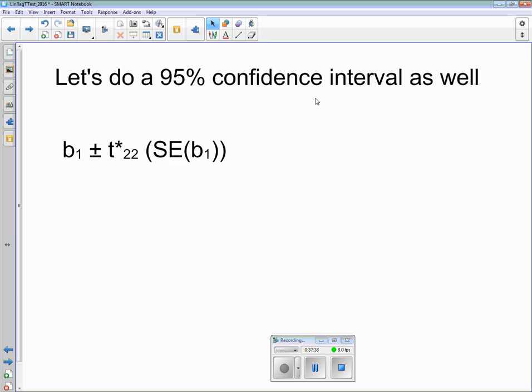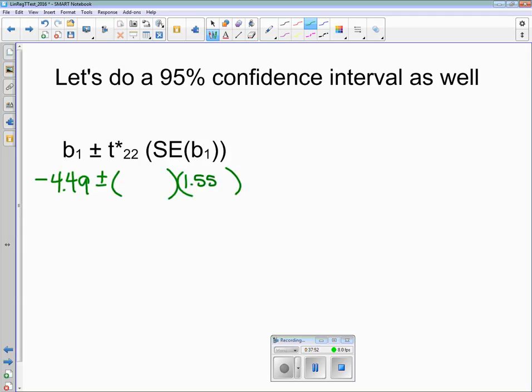Okay? What is my slope here again? Because remember, this means slope, negative 4.49. We'll come back to this t star. The standard error was 1.551, right? What's t star? Do you remember?